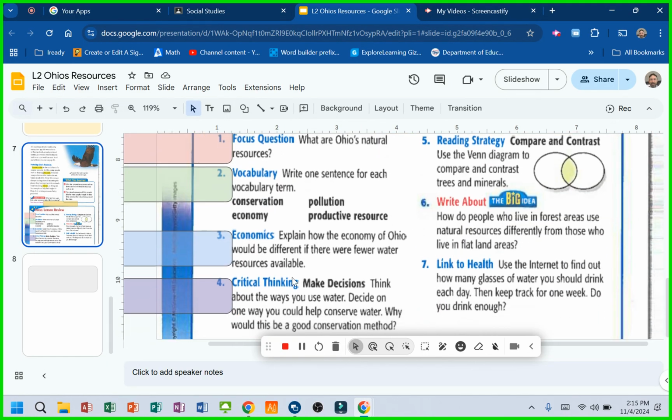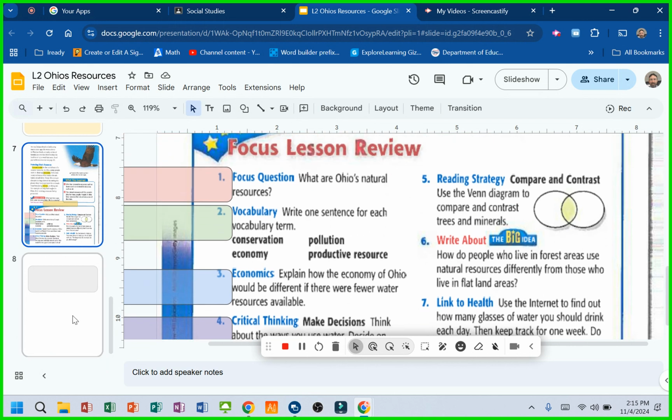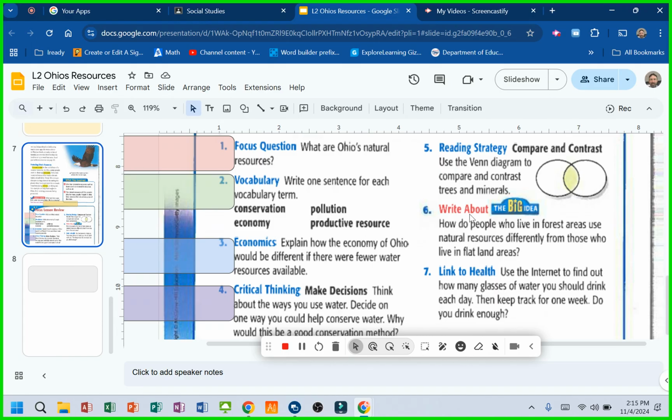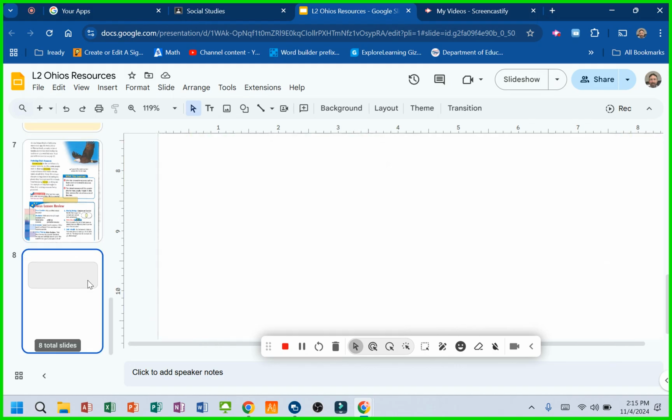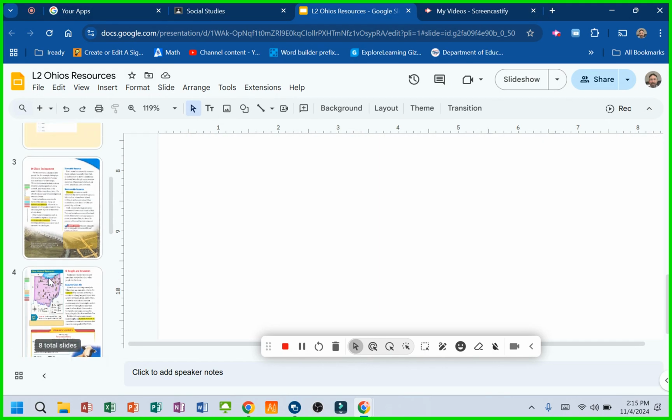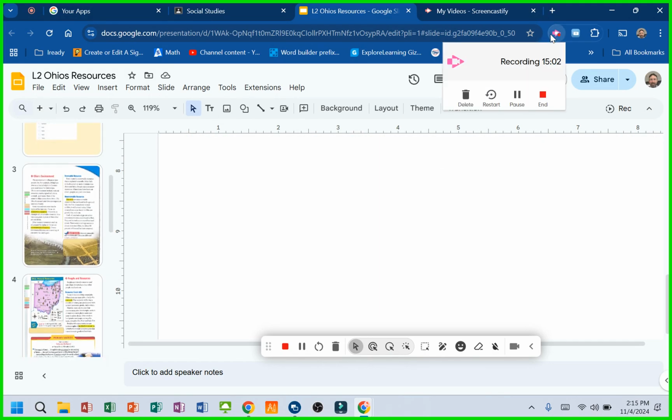All right, and then I think for the one we're going to do, let me tell you what number you're going to do over here. You're going to do this one. How do people who live in forest areas use natural resources differently from those who live in flatland areas? That's what I want you to do. Right here. You're doing number 6 right there. All right, well, there you have it. I read the article.